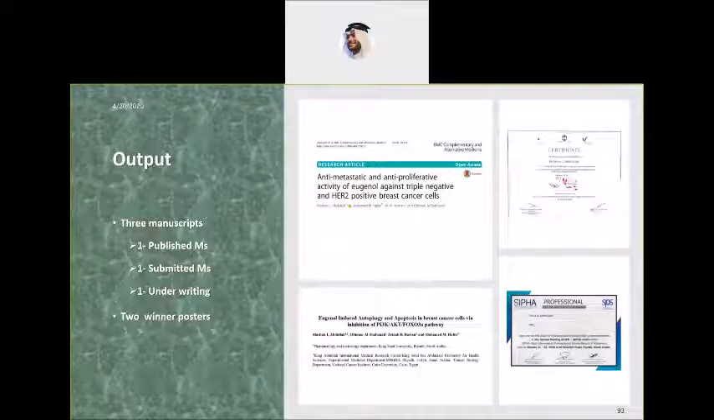is titled Eugenol-induced autophagy and apoptosis in breast cancer cell line via inhibition of the PI3K/AKT/FOXO3 pathway. The data for this manuscript is not included in the thesis or in this presentation. Also, we published two posters, and both of them were winners. The first one earned second place in the poster presentation at the King Faisal Specialist Hospital and Research Center Breast Cancer Symposium, and the second one earned first position in the CFA 2020 poster presentation for professionals.